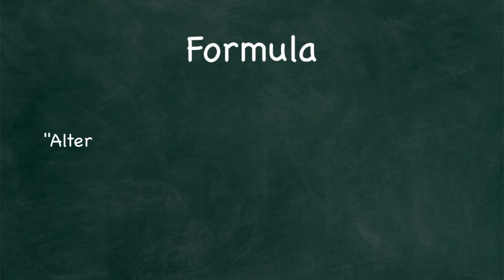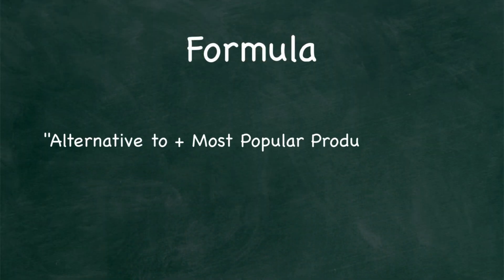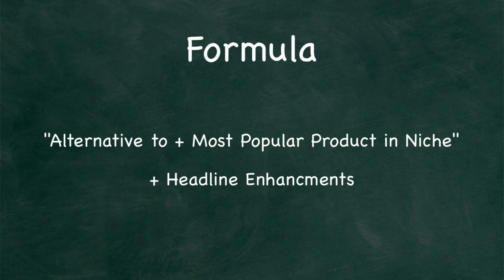So what are alternatives to posts and why do they work so well? They're very straightforward. The name says it all. They're just posts that share alternatives to popular tools. The formula usually looks like this: alternative to plus most popular product in your niche. And then you can add things like free or paid or the current year. We'll talk more about crafting that headline towards the end of this video.